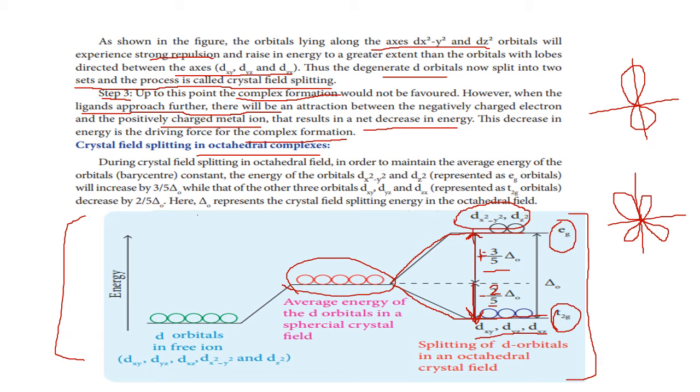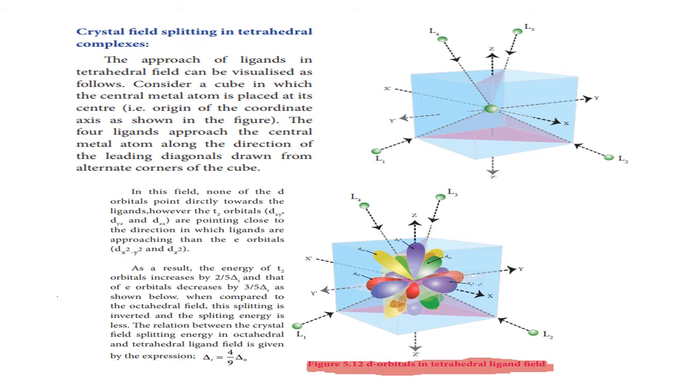Then the next thing is this delta naught. This delta naught is the crystal field splitting energy. Crystal field splitting in tetrahedral complexes. See, these are very big paragraphs. Just reading this paragraph is enough. I will say what the important points in this paragraph are.